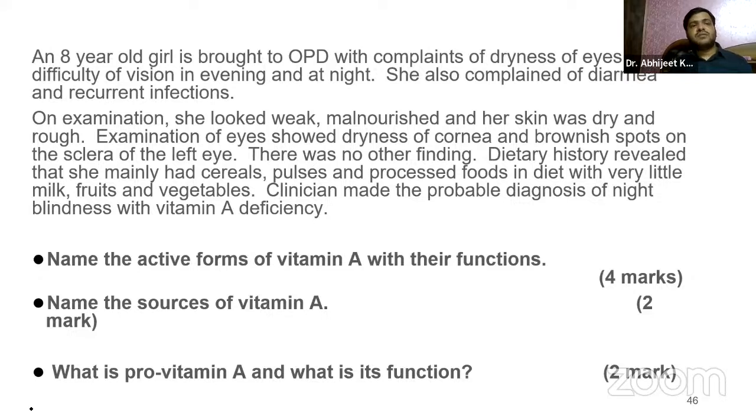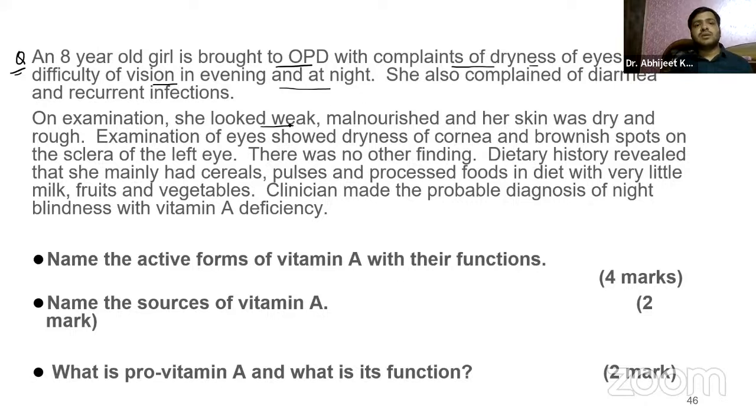Now, guys, coming on to the next question. The next question says that an 8-year-old girl is brought to OPD with complaints of dryness of eyes and difficulty of vision in evening and at night. She also complained of diarrhea and recurrent infections.